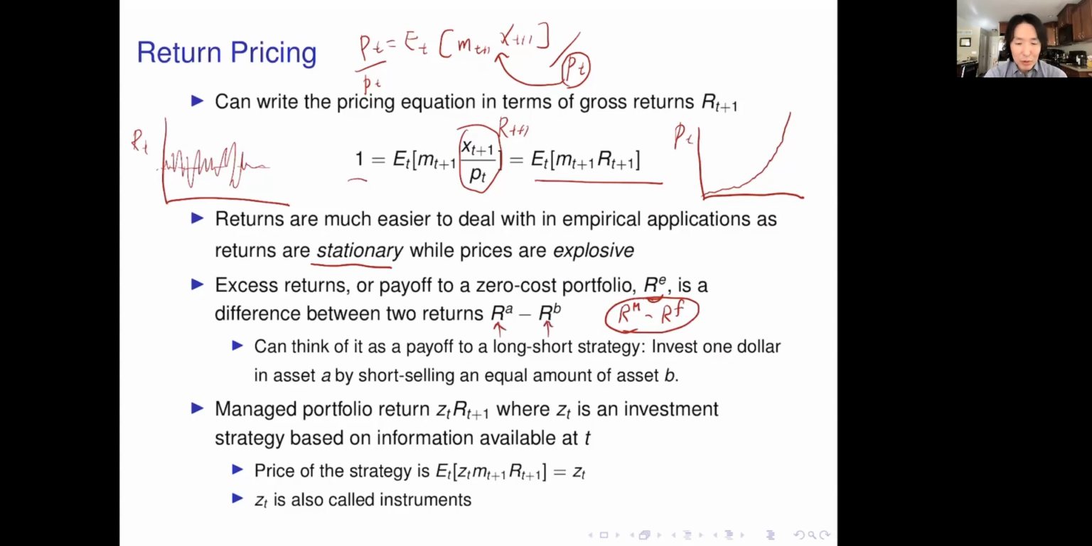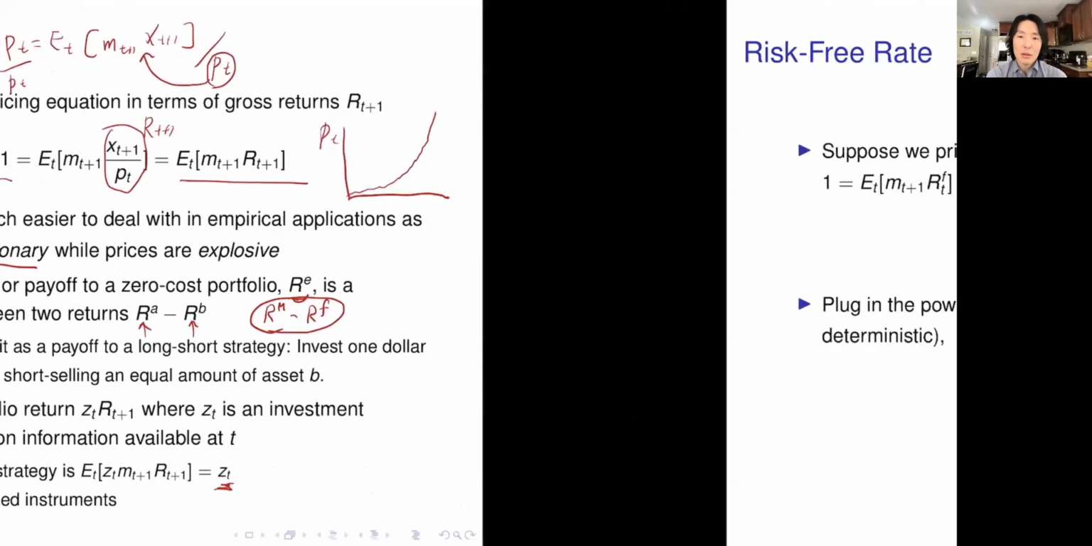자, for managed portfolio return, we just multiply ZT in front of RT plus 1, where ZT is an investment strategy based on information available at T. Then price of this strategy is simply ZT. And ZT is sometimes called instruments, which we will cover later in later lectures.